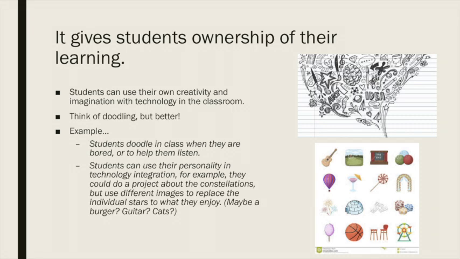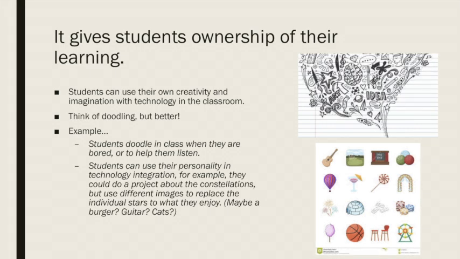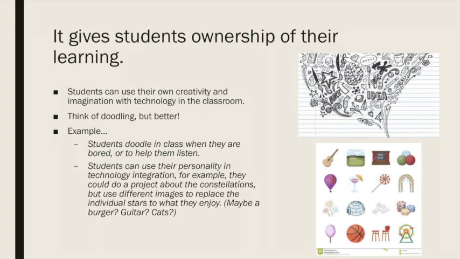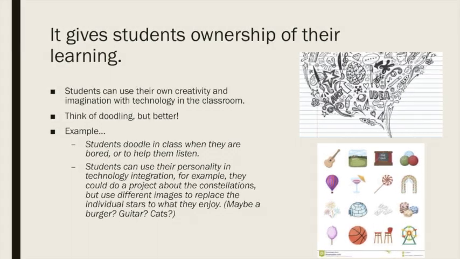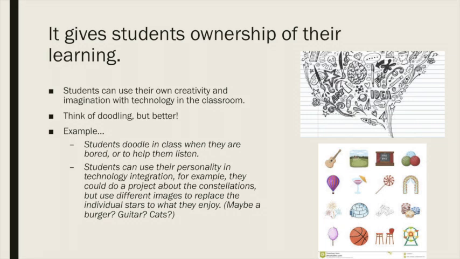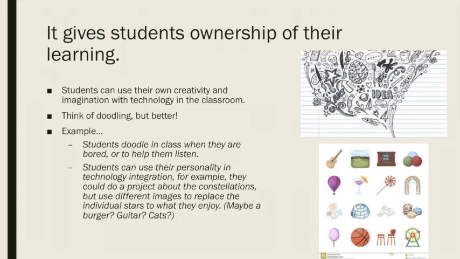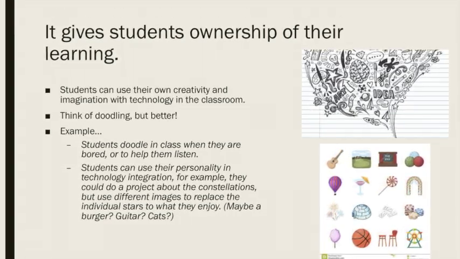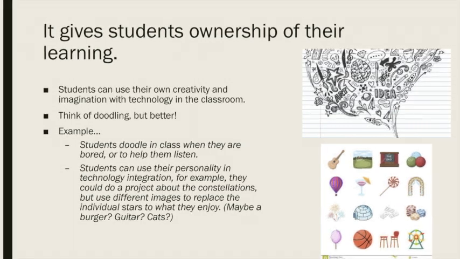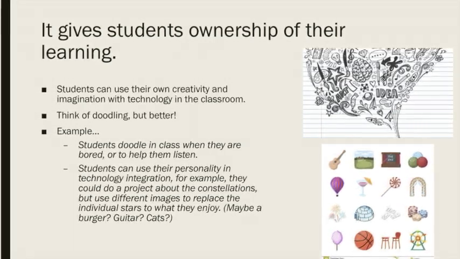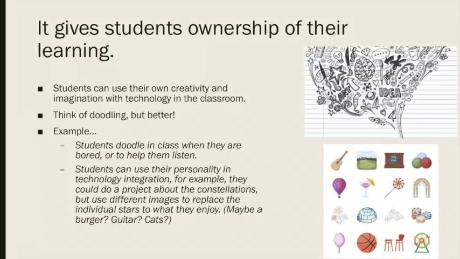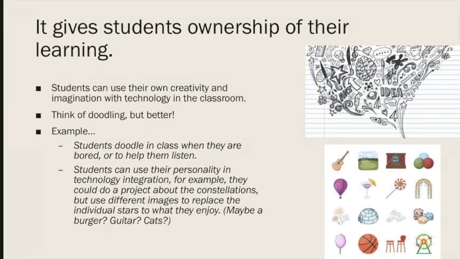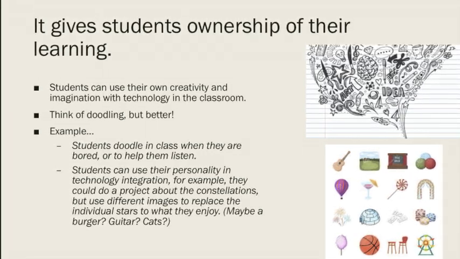Our fourth point is that it gives the students ownership of their learning. Students can use their own creativity and imagination with technology in the classroom. If you think about doodling and those students that doodle either to help them to pay attention better or maybe because they're bored, they can still have their personalities come out through the use of technology that you grant to them. So something that they could have done with that constellation project is instead use images instead of the stars to make those constellations so that they can personalize it to their own personalities.